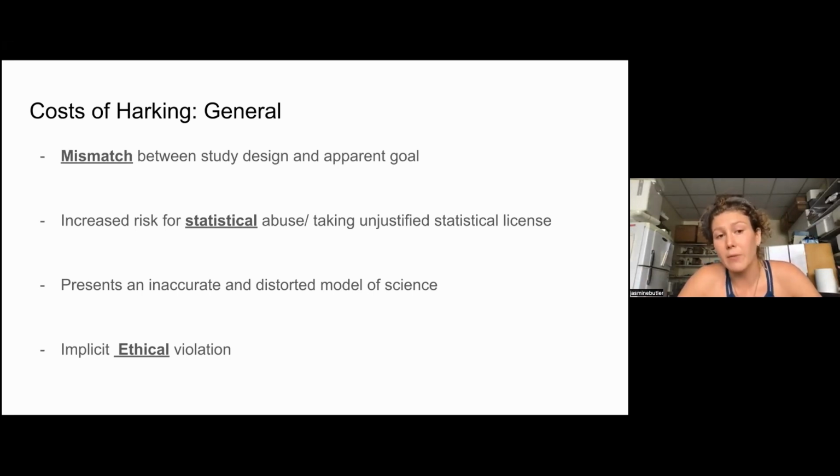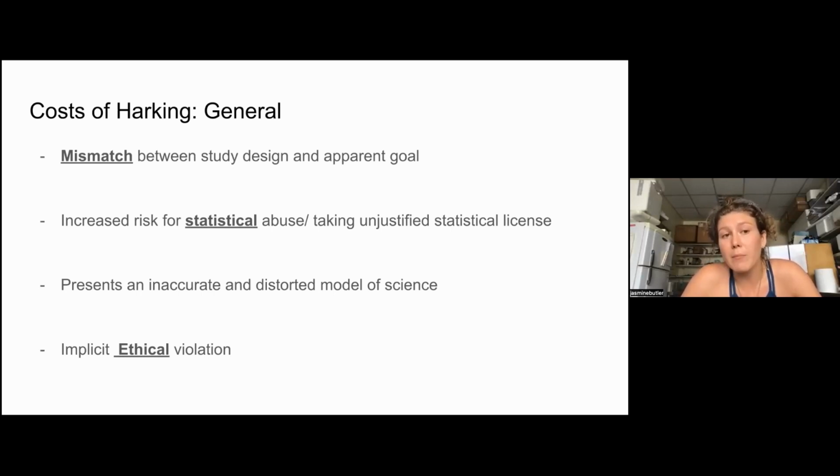That also feeds directly into the stats and analysis that's going to follow with the data, especially if you have a hypothesis that you've come up with after the fact. And this changes the way in which you're analyzing the data, changes the way in which you're handling controls. It makes it more likely that there's going to be an unjustified statistical license taken there. Also, the last 2 points are much broader. It presents an inaccurate and distorted model of science.